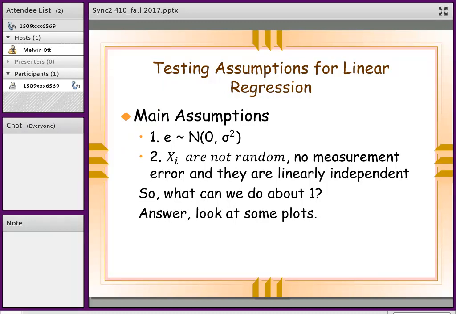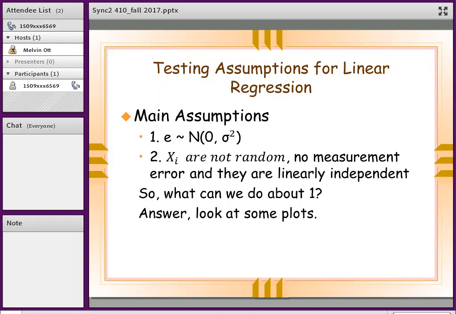So the main assumptions that you need to worry about are the error terms in the regression should be normally distributed with a mean of 0 and a variance of sigma squared. The inputs to the model are not random. We assume that there's no measurement error and that they are linearly independent. Well, we only have one variable here, so that's not a concern in this particular example.